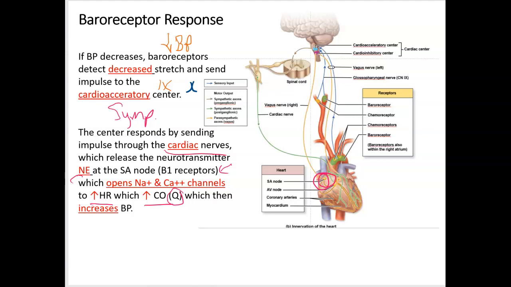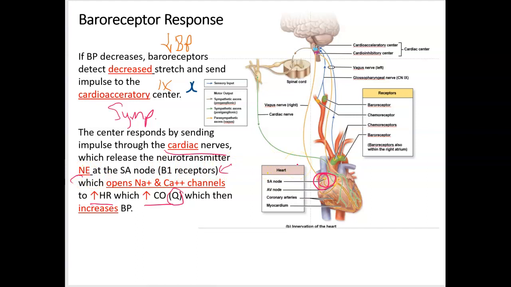When my blood pressure falls, I need my baroreceptor response to kick in. This all happens very, very quickly, within a couple of seconds. In fact, you might actually feel lightheaded for a second or two, and then it goes away because of the baroreceptor response.